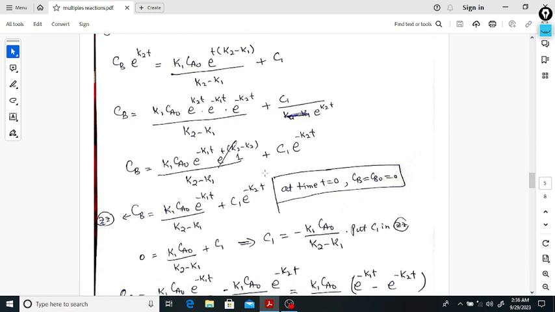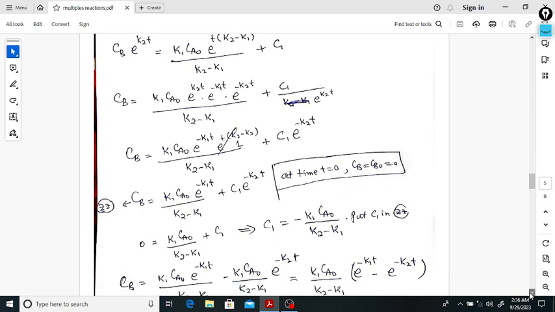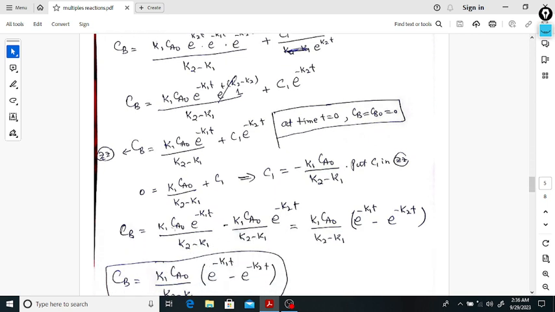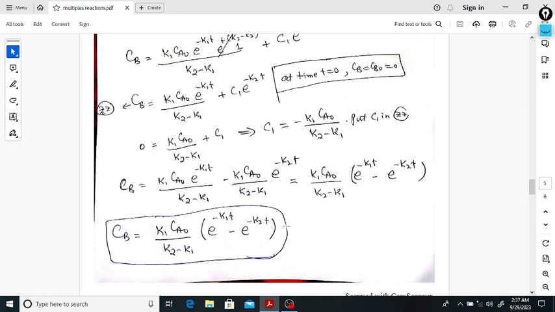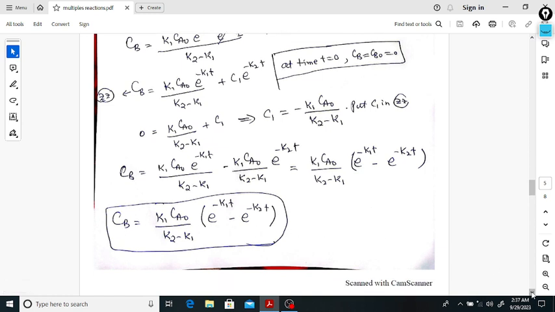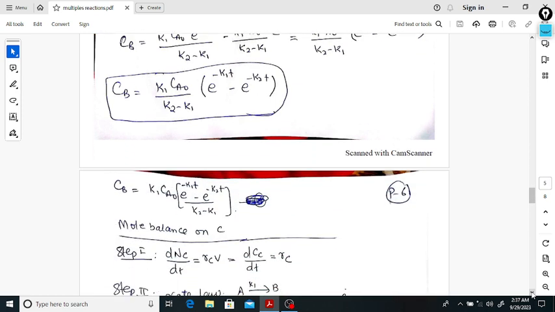So we can get the c1 value from the initial condition. Suppose at time t equal to 0, this whole exponential term will be equal to 1, and Cb naught will be equal to 0. So 0 will be equal to k1 Ca naught divided by k2 minus k1, plus c1. From here you can see the c1 value will be equal to minus k1 Ca naught over (k2 minus k1). So put this c1 in the equation. In place of c1 we put this term and take the common factor k1 Ca naught divided by k2 minus k1, and this will be e to the power minus k1t minus e to the power minus k2t. So Cb, the concentration of B with the passage of time, will be this one. Now the concentration of B is obtained.